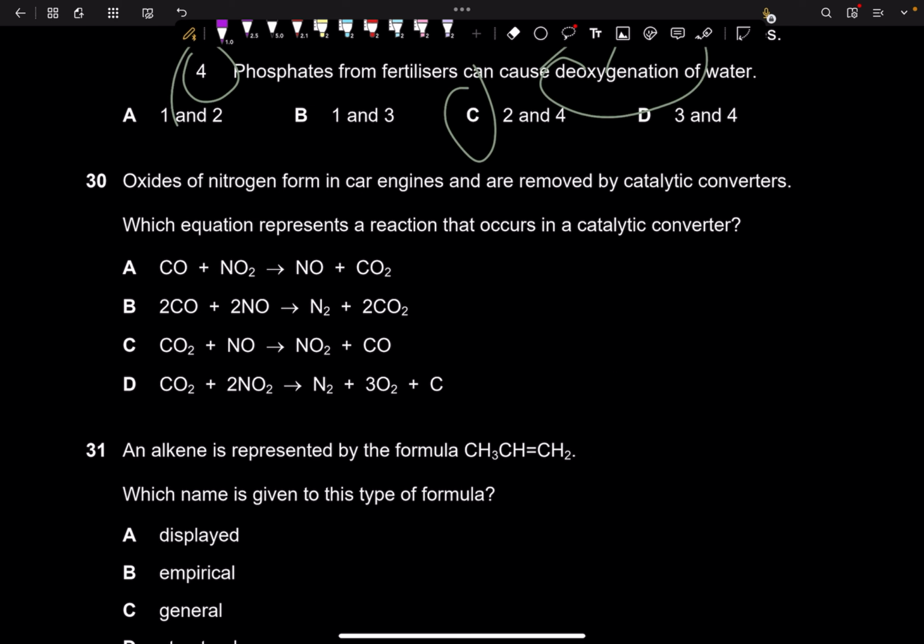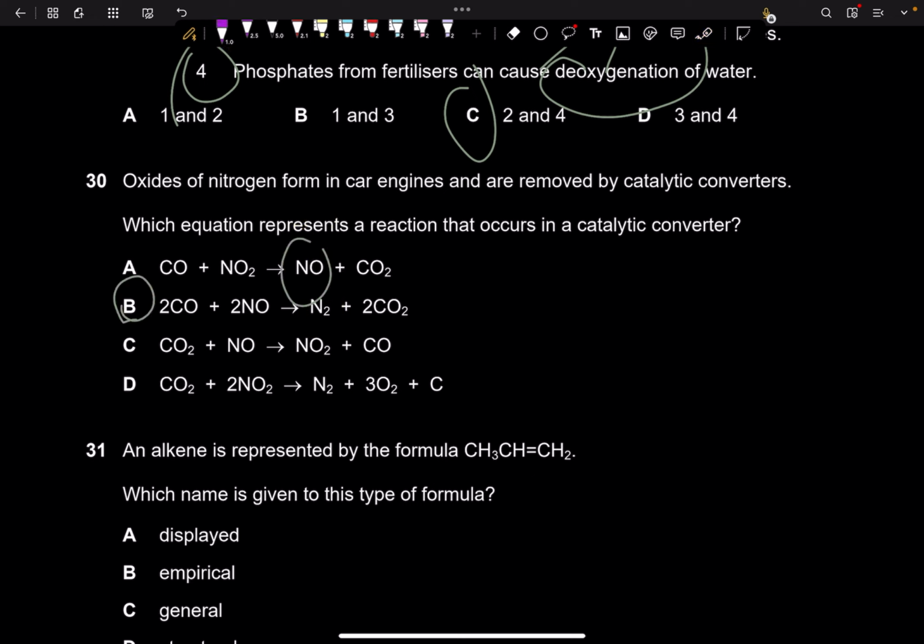Oxides of nitrogen formed in the car engines are removed by catalytic converters. Which equation represents the reaction that occurs in a catalytic converter? Okay. What you have is carbon monoxide reacting, not carbon dioxide. Why would you form nitrogen oxide? That's harmful. You're going to form N2 and CO2. So it's going to be option B.